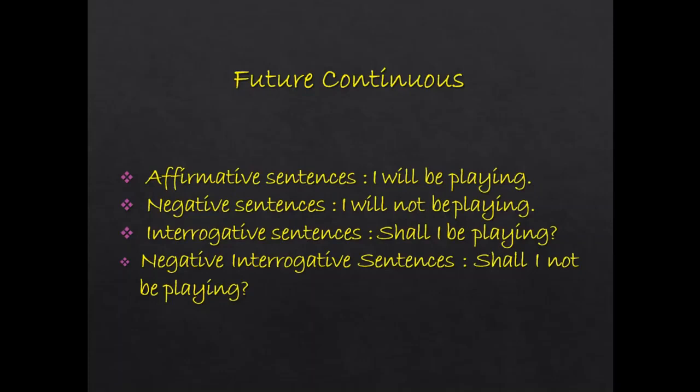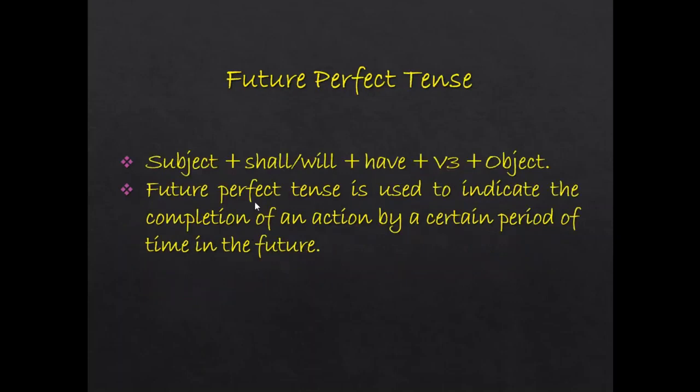Now comes the future perfect tense. To write a future perfect tense, we use subject plus shall or will plus have plus third form of the verb plus object. When do we use it? We use a future perfect tense to indicate the completion of an action by a certain period of time in the future. That means that the action that will take place in the future will be completed in a given period of time.